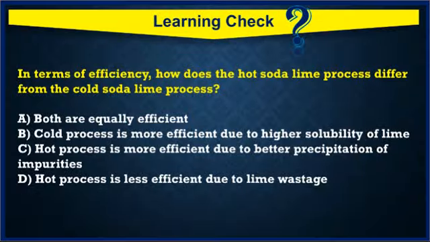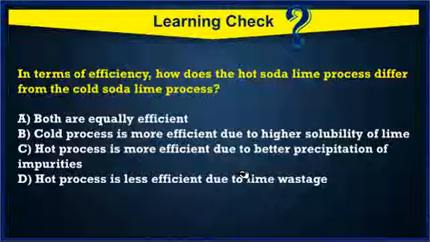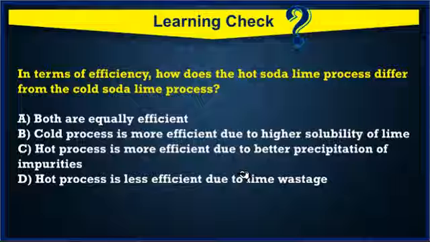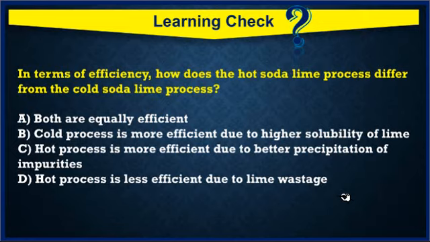So now it's time for the learning check. Please read the question displayed on your screen and think about this. In terms of efficiency, how does the hot lime soda process differ from the cold lime soda process? A. Both are equally efficient. B. Cold process is more efficient due to the higher solubility of lime. C. Hot process is more efficient due to better precipitation of impurities. And D. Hot process is less efficient due to the lime wastage.